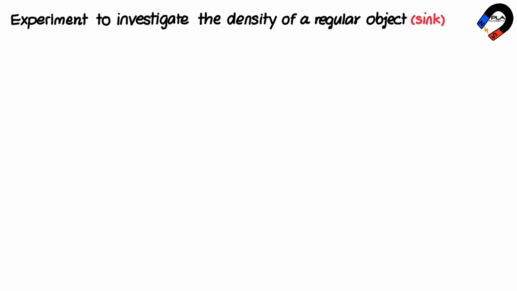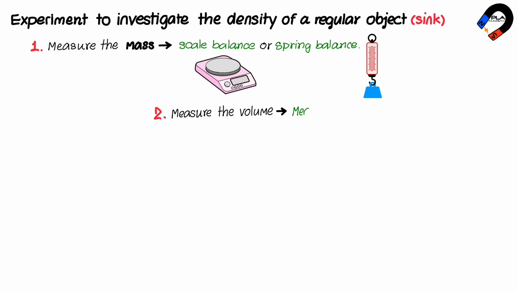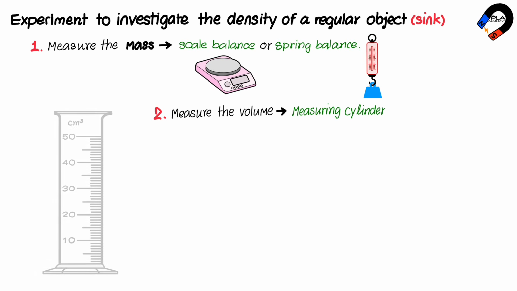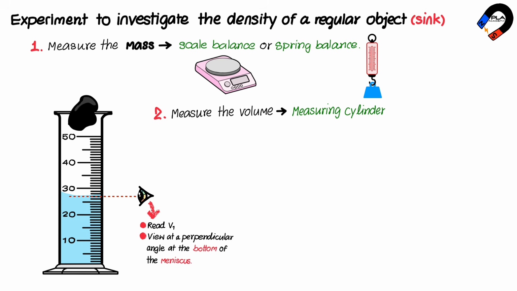Experiment to investigate the density of an irregular object that sinks in water, such as a stone. 1. We measure the mass of a stone using a scale balance or a spring balance. 2. We measure the volume of a stone using a measuring cylinder, as follows. Fill the measuring cylinder with water. Read the initial volume, V1, by viewing the scale at a perpendicular angle at the bottom of the meniscus as shown.